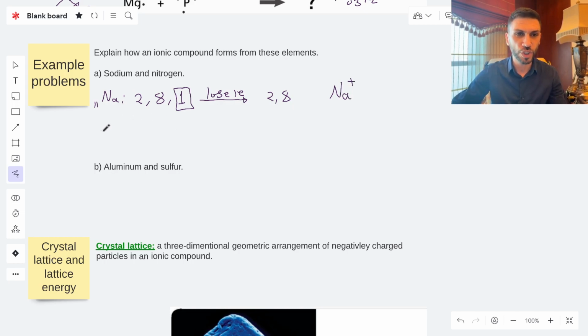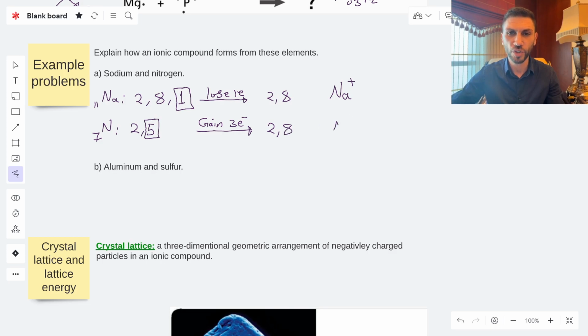For the nitrogen, also from the periodic table, we have atomic number 7, so 7 electrons. So the electron configuration is 2 and 5. And we have 5 valence electrons. To implement the octet rule to be more stable, we need to gain 3 electrons in order to make them 8. So the electron configuration will be 2 and 8. And the charge of the nitrogen ion is going to be N negative 3.